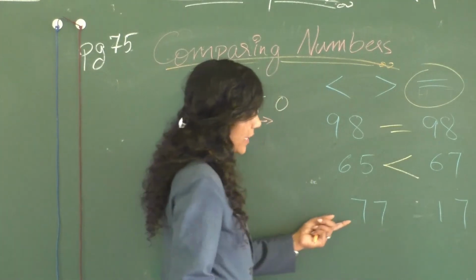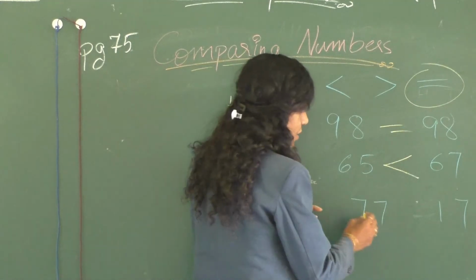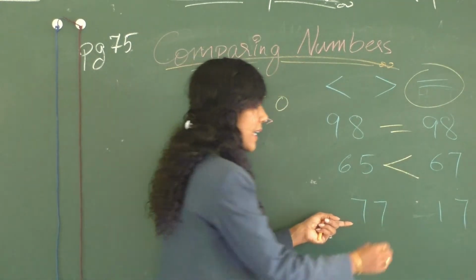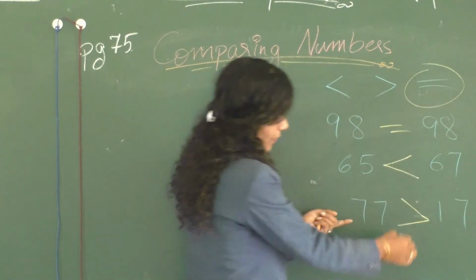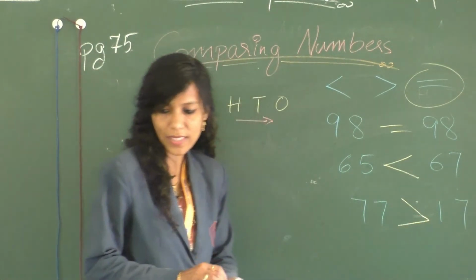If we go from front, 7, 1. 7 is more than 1. So this number is greater than. Alligator's open mouth towards the first. So you have 77 greater than 117.